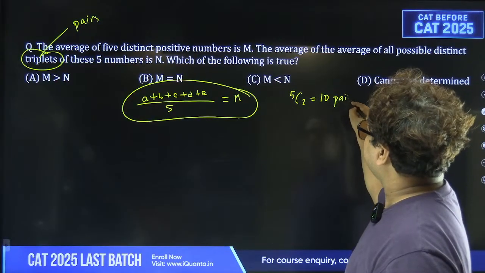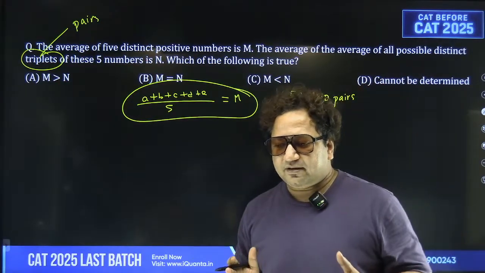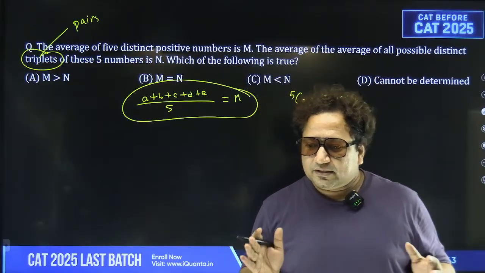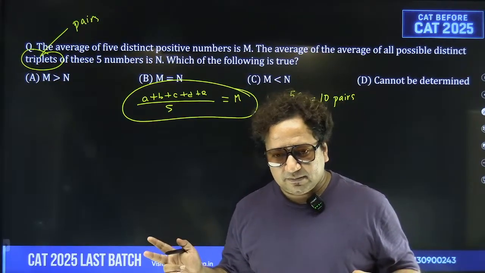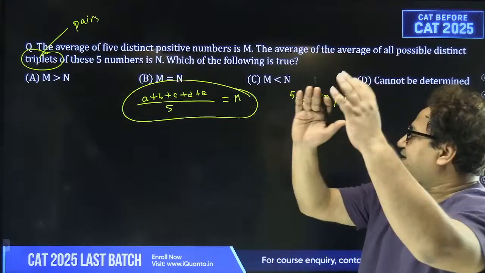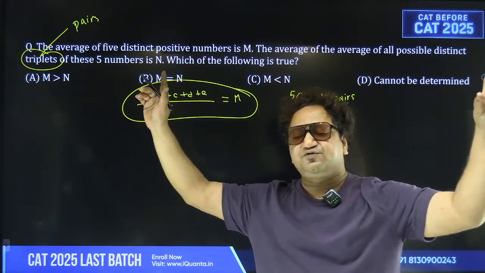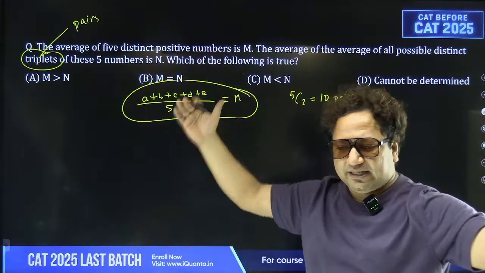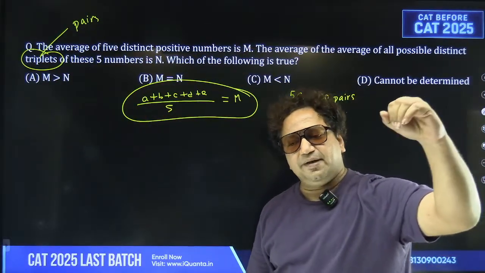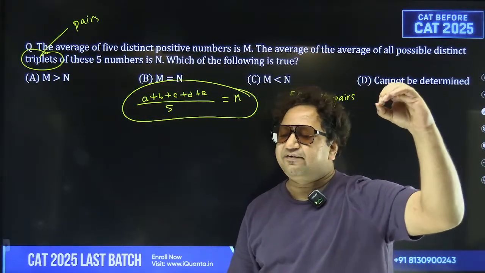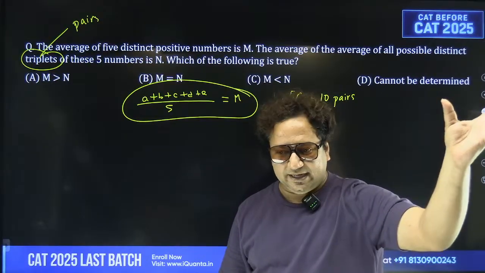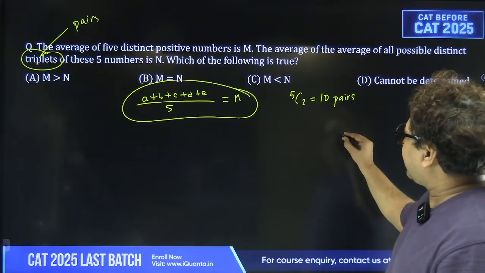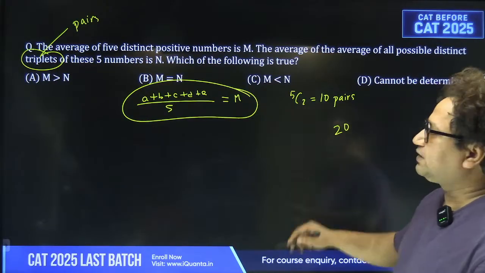Listen carefully, Jagjit. If there are 10 pairs, every pair has got 2 numbers. So overall, if I write all these 10 pairs, how many terms would I have written? Tell me. If I write all these 10 pairs one by one, how many individual terms would I have written overall? 10 into 2, 20. Is that right? Is that right? I would have written 20 terms in total.